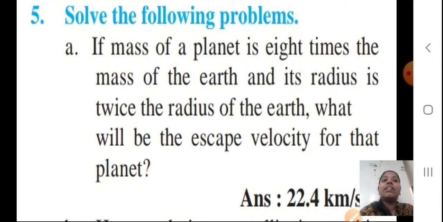So the mass of the planet is 8 times more than that of the Earth and its radius is twice the radius of the Earth. What will be the escape velocity for that planet? That we have to calculate, students.